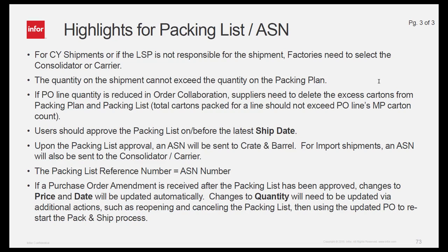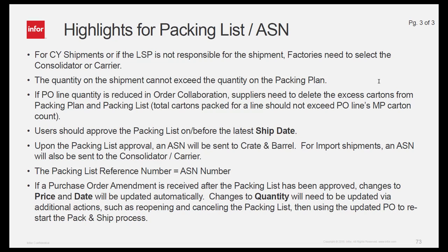User should approve the packing list on or before the ship date. Upon approval of the packing list, an ASN will be sent to Crate and Barrel. For import shipments, an ASN will also be sent to the consolidator or carrier. The packing list reference number equals your ASN number. Once we start the packing list, I will highlight where your ASN number will be located.